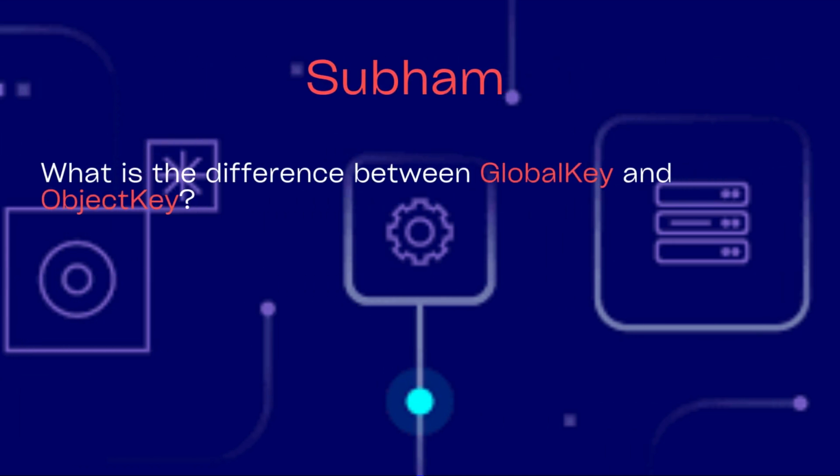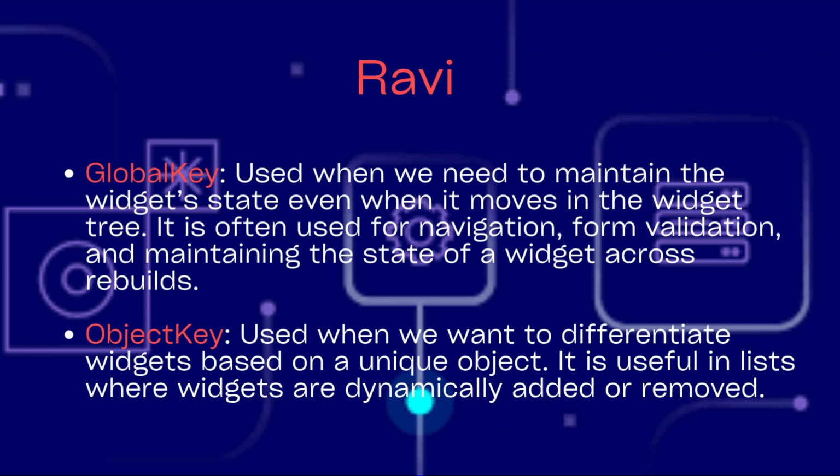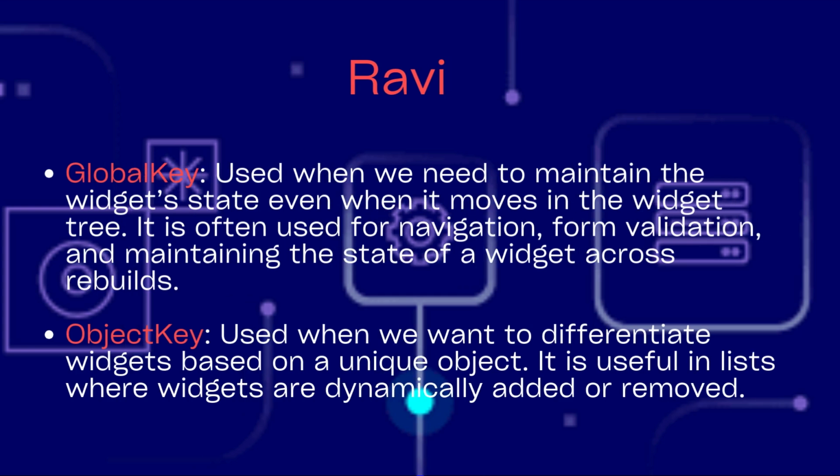Subham: What is the difference between GlobalKey and ObjectKey? Ravi: GlobalKey is used when we need to maintain the widget's state even when it moves in the widget tree. It is often used for navigation, form validation, and maintaining the state of a widget across rebuilds. ObjectKey is used when we want to differentiate widgets based on a unique object. It is useful in lists where widgets are dynamically added or removed.